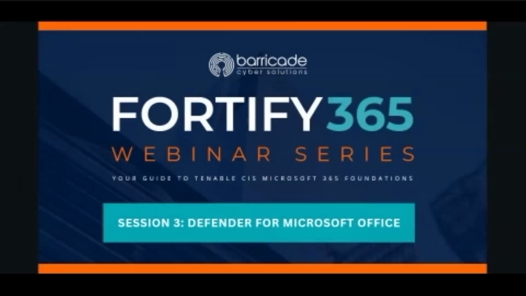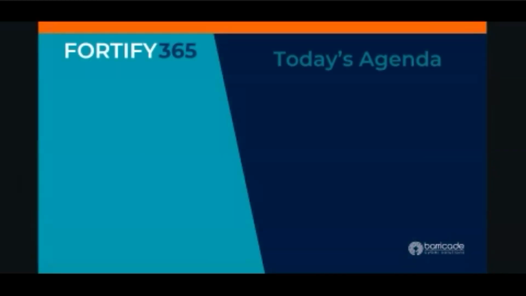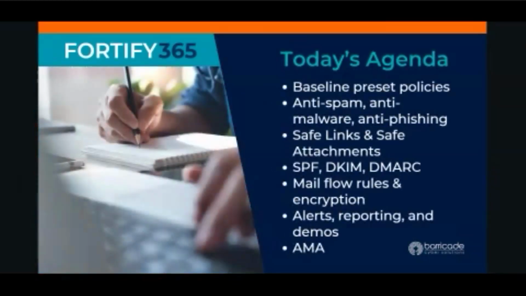So again, session 3, Defender for Microsoft Office. We are going to be talking about the baseline policies for your anti-spam, your anti-malware, your anti-phishing. This will include Safe Links and Safe Attachments. Like I mentioned a moment ago, SPF, DKIM, and DMARC, we did cover a lot of that for new tenant creations in session 1. But for those who have been in the Microsoft 365 portal for some time, that option may not be available to you. So we're definitely going to make sure we cover it in the original spot for the Security Center.